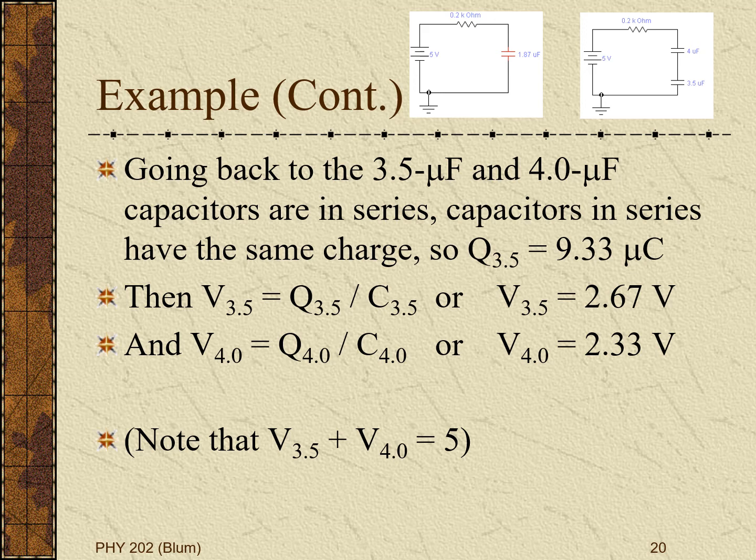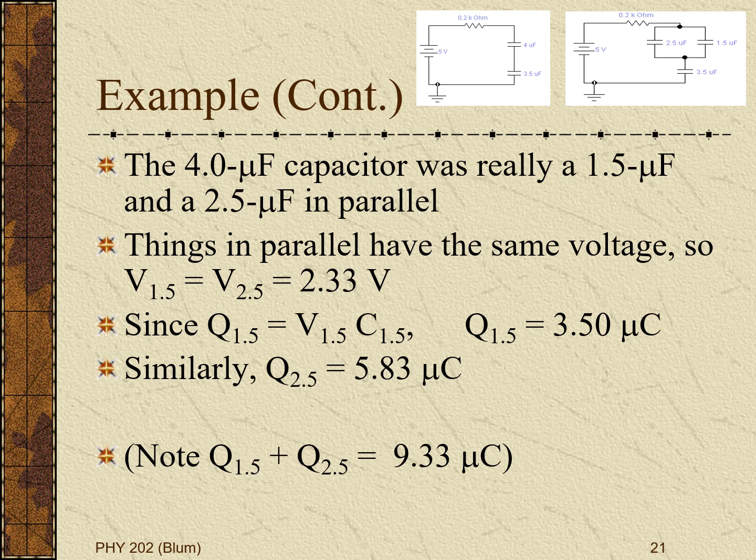and then we recognize that the two of those add up to the full 5 volts of the battery. We can make another backward step and say that that 4 microfarad capacitor was really a 1.5 and a 2.5 microfarad capacitor in parallel. Things in parallel have the same voltage and have the same voltage as their equivalent. So we know the voltage of these two capacitors is 2.33 volts.